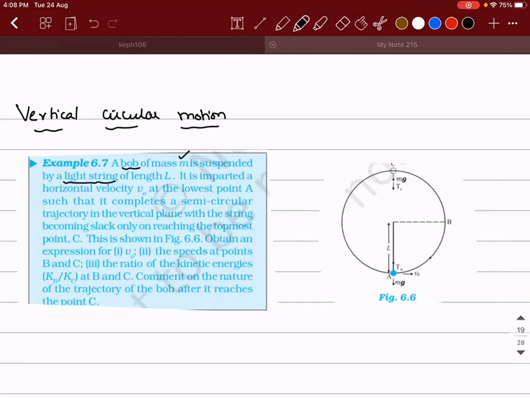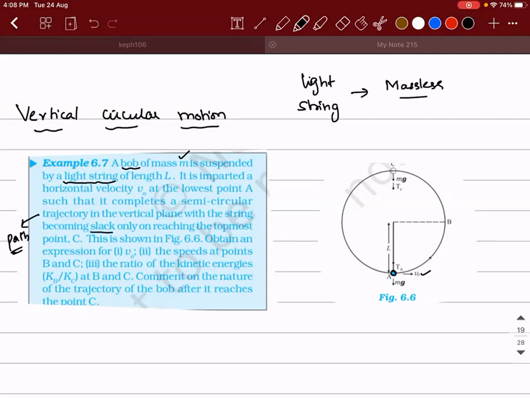What do you mean by light string? So here the keywords I would like you all to make a note. What is the meaning of light string here? It is massless. Means the string doesn't have any mass associated. Yes. It is imparted a horizontal velocity v0 at the lowermost point A such that it completes a semicircular trajectory. Trajectory means path. Semicircular trajectory in the vertical plane with the string becoming slack.